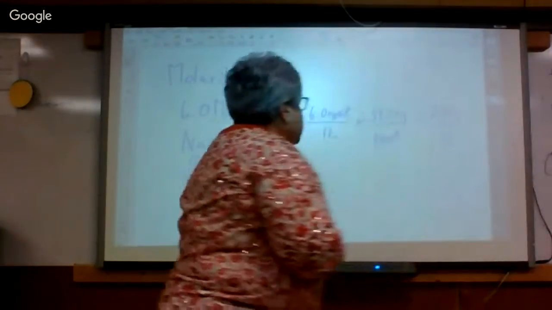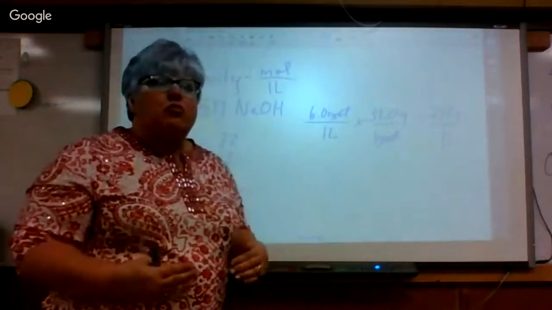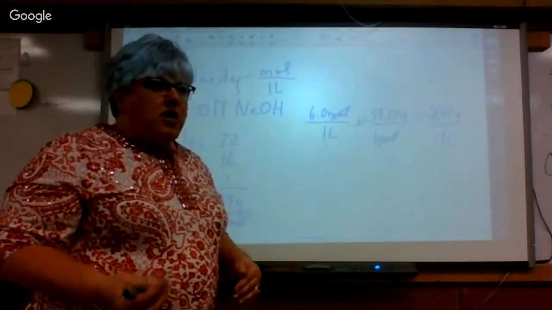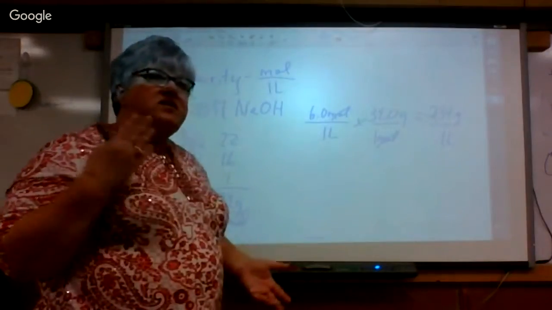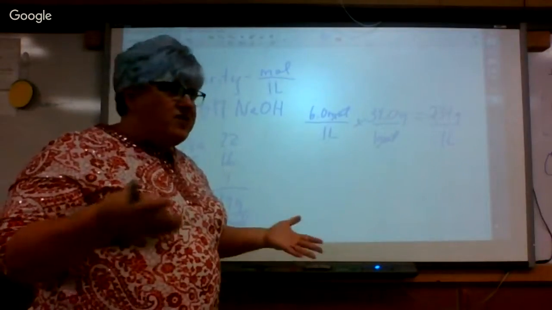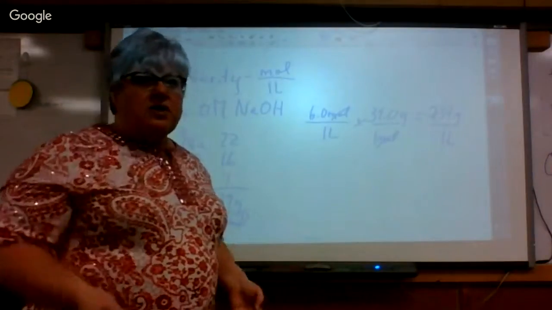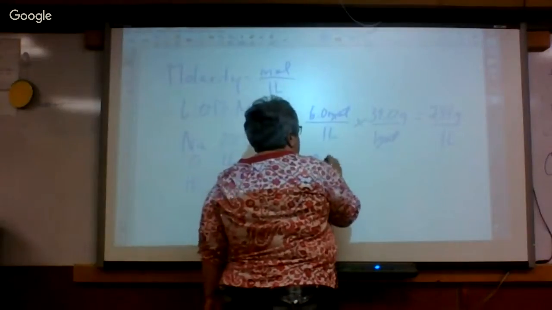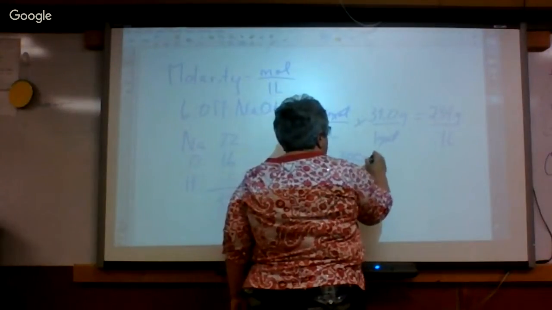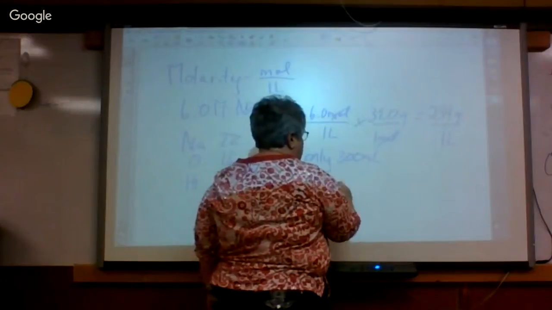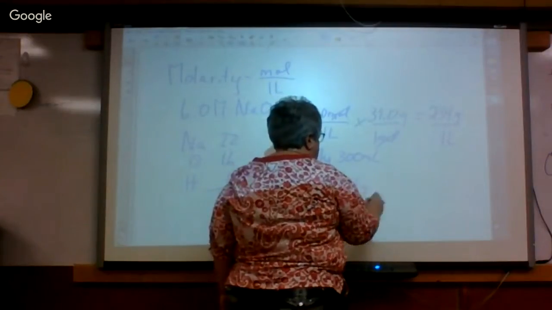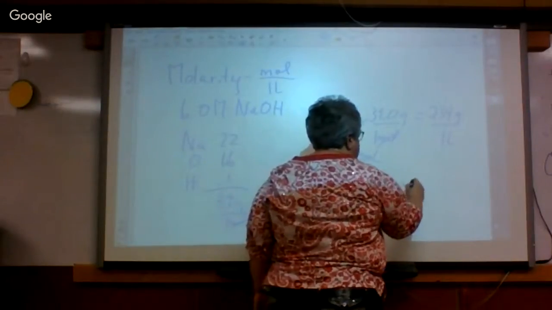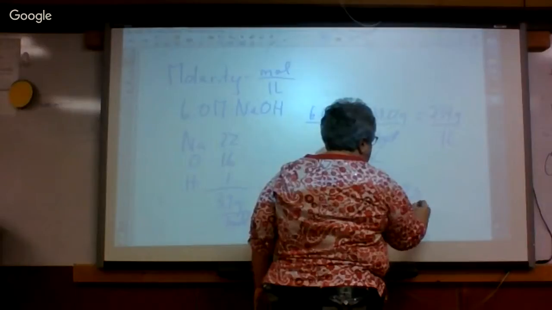But the problem is, we don't need 1 liter. We only need 300 milliliters. So what you're going to do is set up a proportion. Everything is proportional, which is real nice. You guys know how to do proportions, right? If we only need 300 milliliters, then 234 grams in 1,000 milliliters is equal to X grams in 300 milliliters.